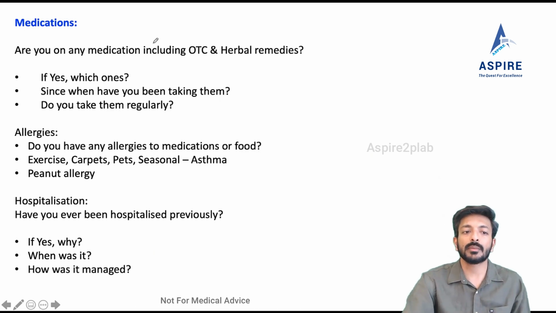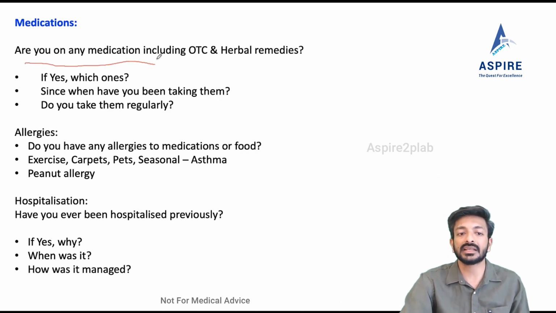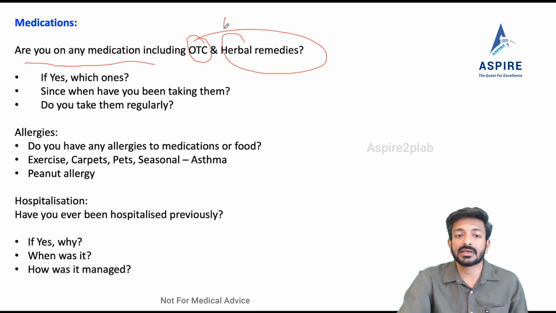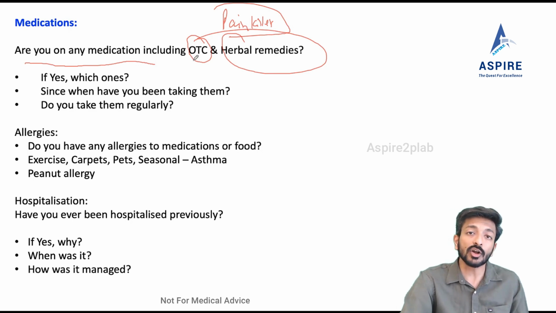We need to ask about medication as well. Are you on any medication? And make sure we are covering over-the-counter medication and herbal remedies as well, because many patients, if they are taking, for example, painkillers over the counter, maybe ibuprofen, which is available in the UK, might not be thinking it is a medication that they need to tell the doctor about, because it's over the counter and not prescribed to them. But it's very important for us to know. For example, the patient is taking ibuprofen for such a long time, maybe 2 years, and we know it can affect their stomach, it can affect their kidneys as well. So that's very important for us to know.